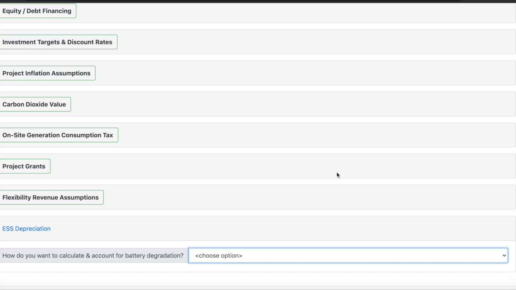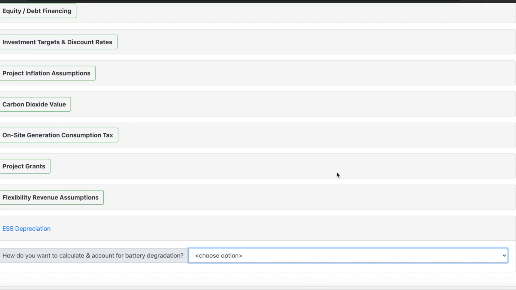So in GridMAP, when you've chosen to look at energy storage, one of the key elements is how your energy storage system depreciates over time. And in terms of depreciation, we actually mean more degradation. So in year one, if it's got a capacity of 100 kilowatt hours, it will be able to store 100 kilowatt hours.